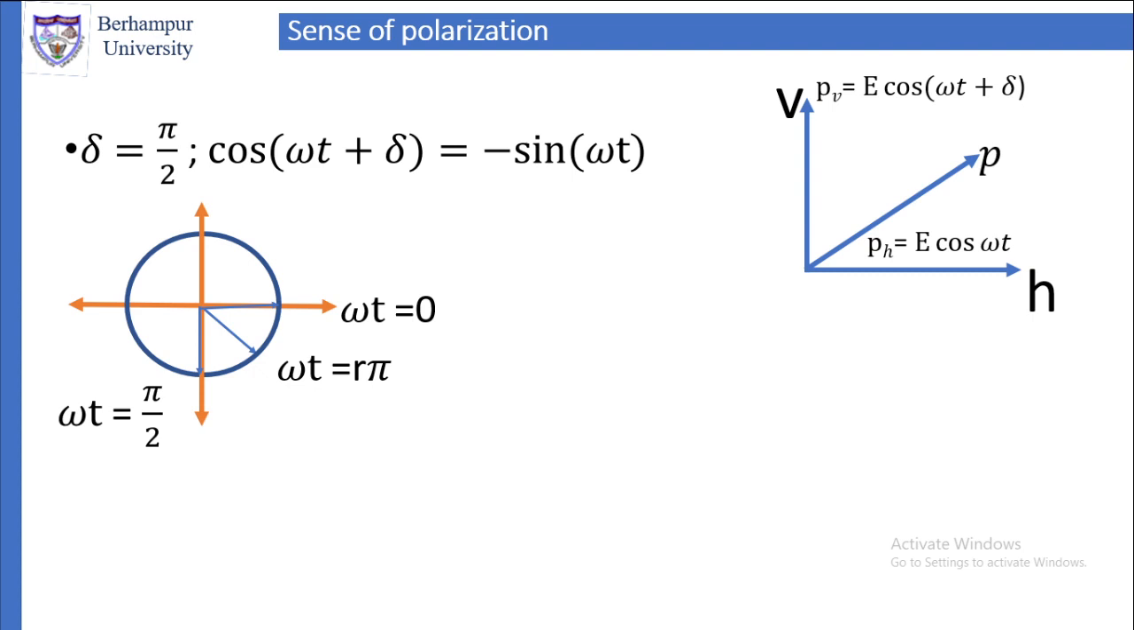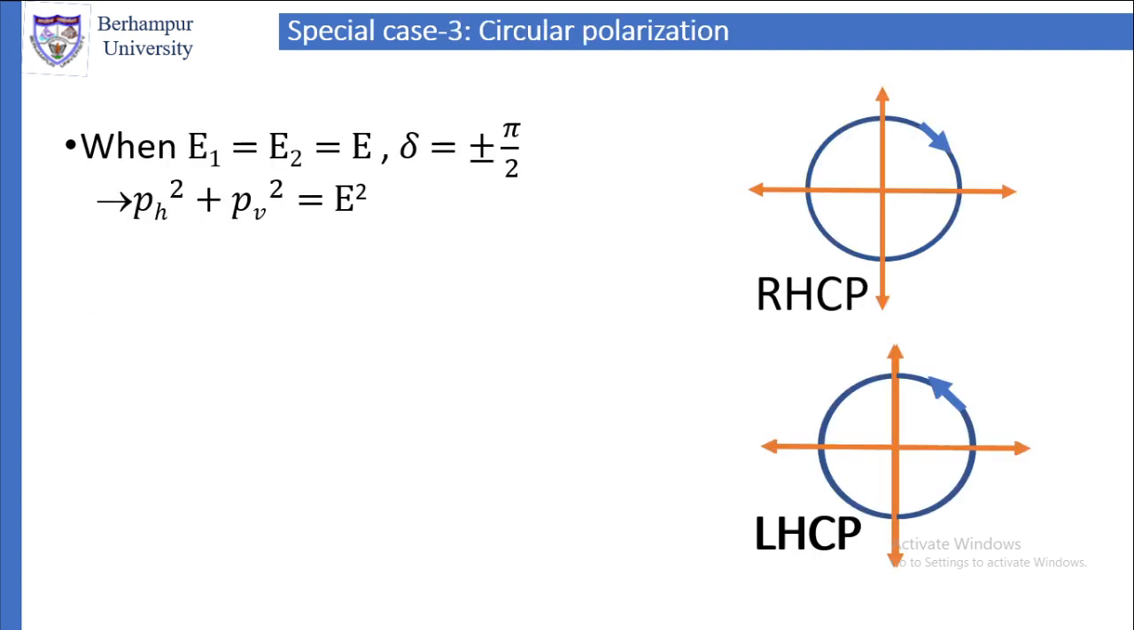If that gives us a circle as the locus, then the sense of rotation will be again like the ellipse. It can be right hand circularly polarized or left hand circularly polarized. Right hand circularly polarized means the rotation of the tip is in the clockwise direction. Left hand circularly polarized means the rotation of the tip is in the anticlockwise direction. So depending on that, we can get a right hand circularly polarized wave or a left hand circularly polarized wave.